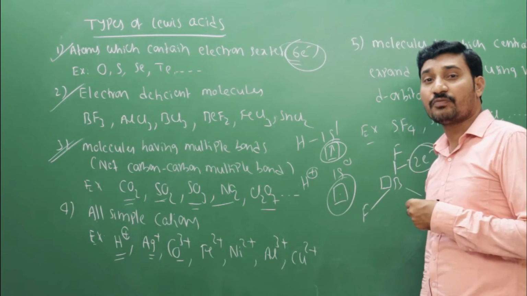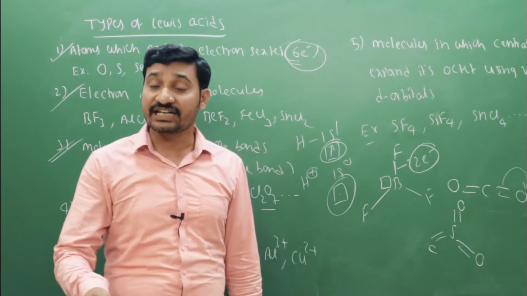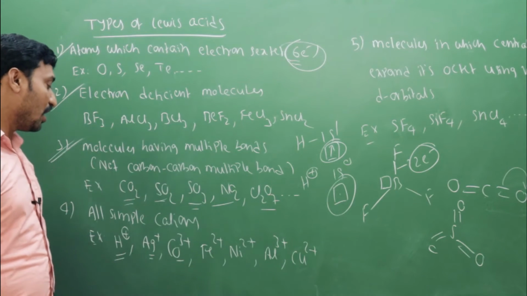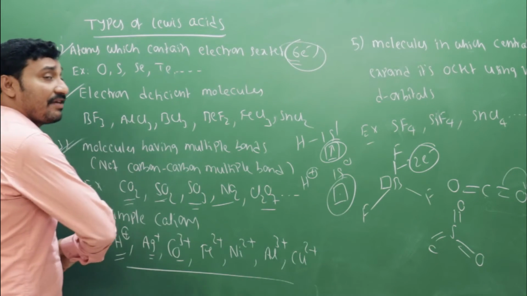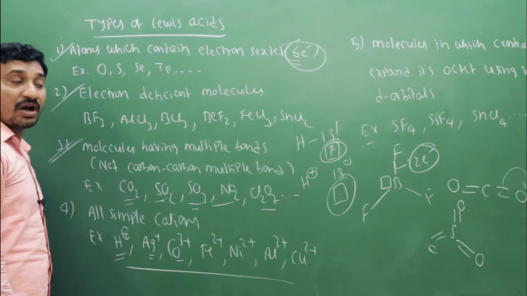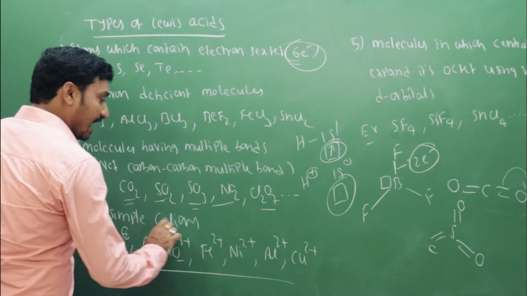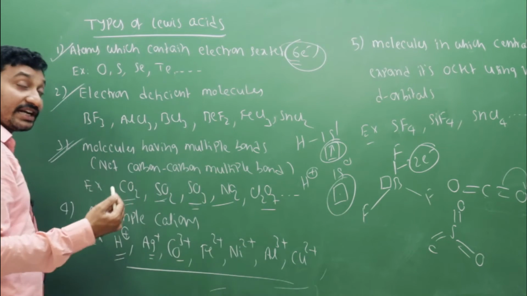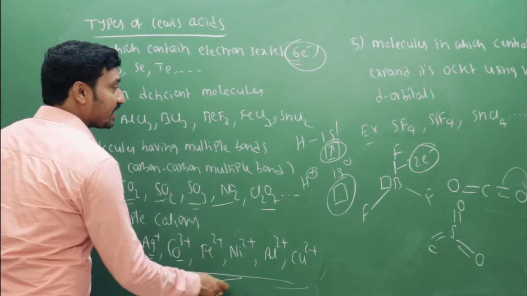If an atom loses electrons, then it forms a vacant orbital. So vacant orbital formed means ready to accept a pair of electrons from the other substance, then it acts as a Lewis acid. That's why all simple cations are Lewis acids, because they are having vacant orbitals. How are vacant orbitals formed? By loss of electrons. So all are having vacant orbitals. That's why ready to accept a pair of electrons. That's why all simple cations are Lewis acids.